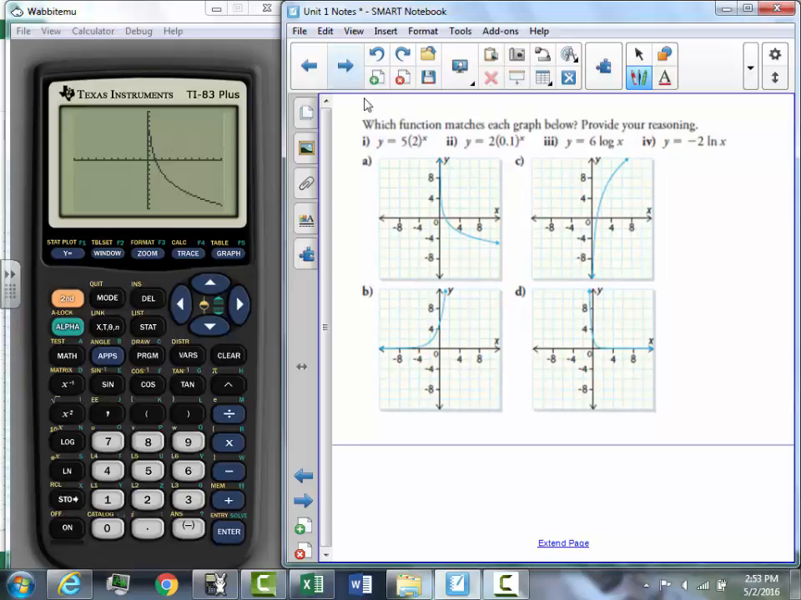So, okay, here's a typical diploma type question. This is actually out of a textbook, but what they might do is ask you to match graphs. So here's some equations, here's some graphs, let's match them. So let's look through them one at a time here.